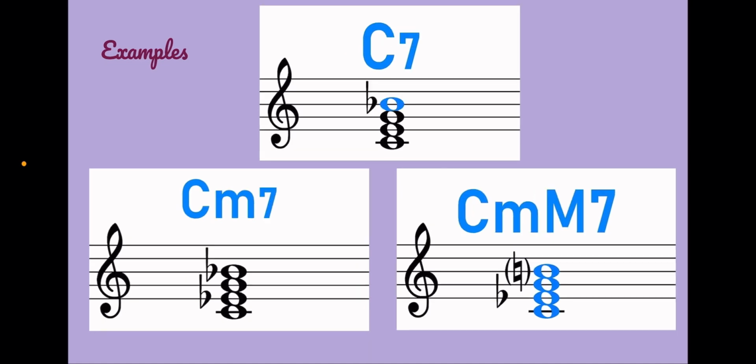Going further in, we have the C dominant 7th on the top. And as you can see right there, that 7th is flattened. C minor 7, you see right there, that 3 and that 7th is flattened, so you know that is a minor 7th. And then the minor major 7th is just when the 3rd of the chord is flattened, but that 7th is major. So it's a C minor triad with a major 7 on top, and it'll be written C lowercase m capital M 7.